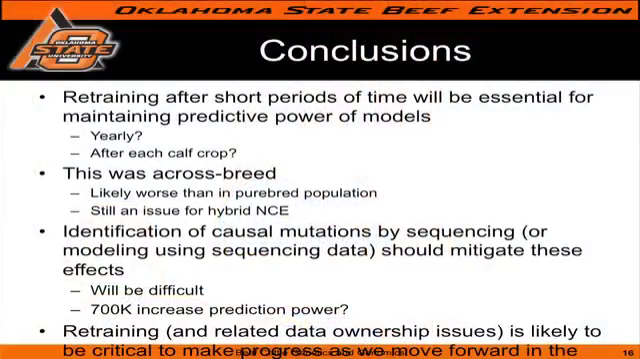Identification of causal mutations by sequencing or modeling using sequencing data should mitigate these effects, but as anybody knows who's tried to find causal mutations for quantitative traits, this is not a proposal to be taken lightly, and it's very difficult to do. And later on, we'll hear from Dr. Catchman on whether the 700K will be able to increase our prediction power. So I'm looking forward to that. So retraining periodically and possibly the related data ownership issues, whether we own the actual genotypes to do the retraining or not, is likely to be critical to make progress as we move forward in the future.